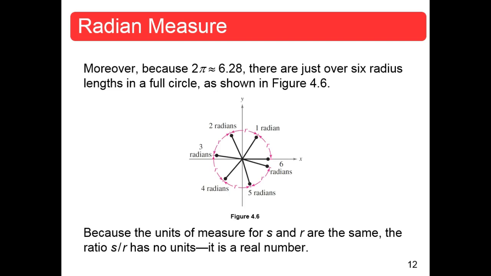Because the units of measurement for S and R are the same, if you're measuring the arc length in inches, you better be measuring the radius in inches. If you're measuring the arc length in kilometers, you better be measuring the radius in kilometers, okay? So the ratio S to R has no units, it's just a real number, a dimensionless quantity. But we usually stick the term radian at the end just to let people know what we're talking about. 7 what? 7 radians. Oh, you're talking about angles. Okay.